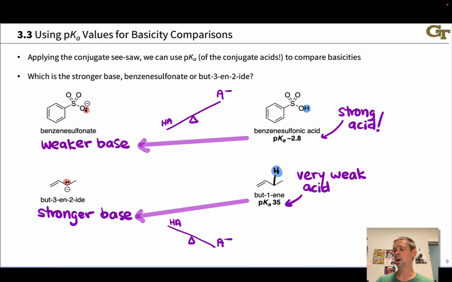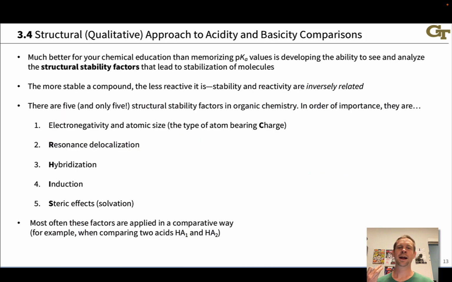For example, we can start with a less stable anion on the reactant side, do any kind of chemistry, not necessarily proton transfer, any kind of organic reaction, and if that reaction generates benzene sulfonate, and that's more stable than the reactant anion, then that reaction is going to be favored, at least thermodynamically, in the forward direction. So we just noted that, better than memorizing or rooting through data like these pKa values, is developing the ability to see these structural stability factors, these aspects of molecular structure that lead to stability or instability, right, when they're missing.